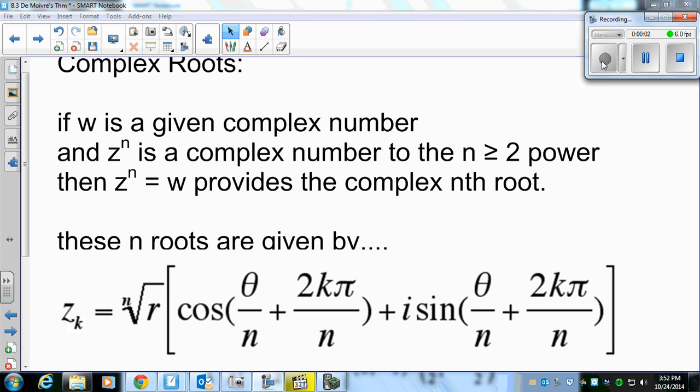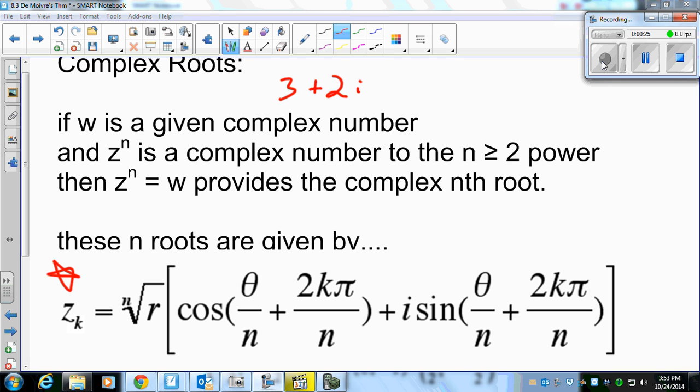All right, in part 2 here, what we're going to do is find roots of complex numbers. For instance, if we have the number 3 plus 2i, and we want to take roots like the square root, the cube root, the fourth root, the fifth root, we're going to be able to use this formula down here.